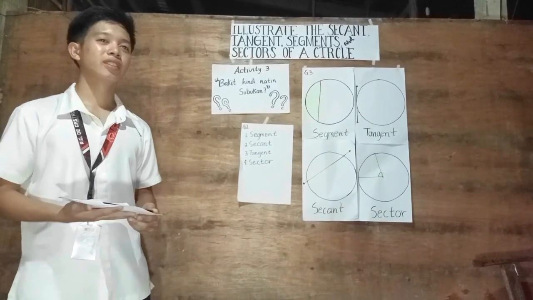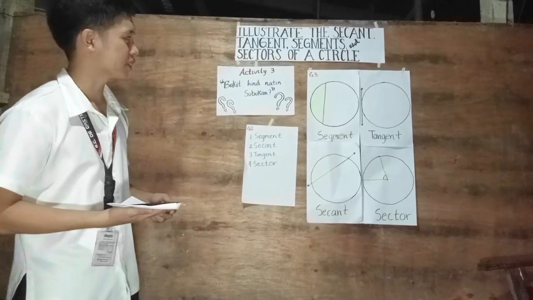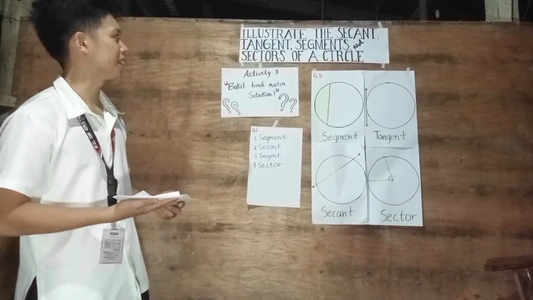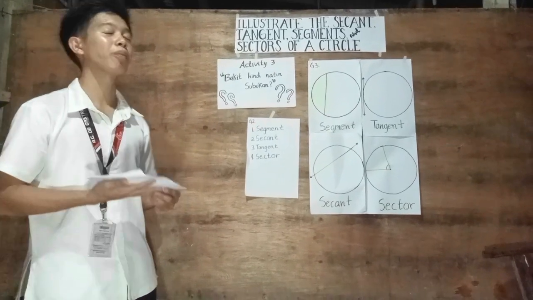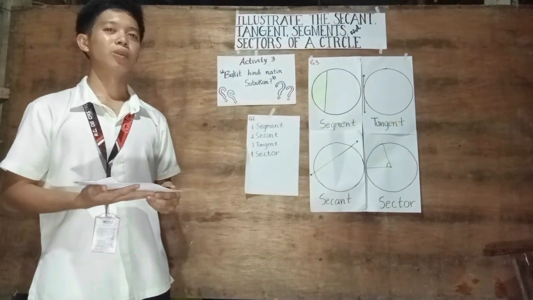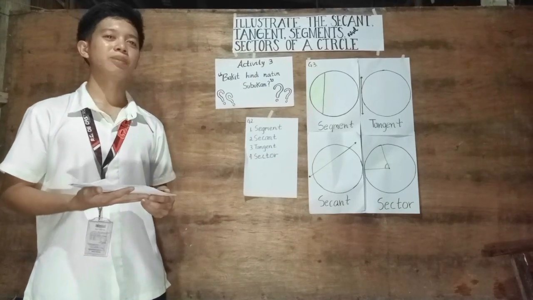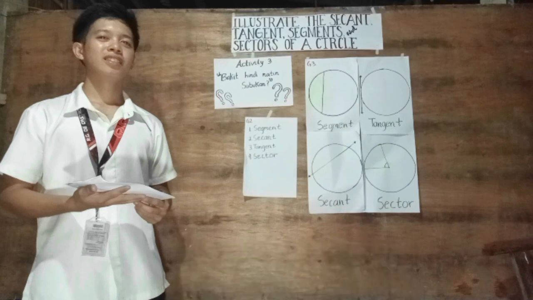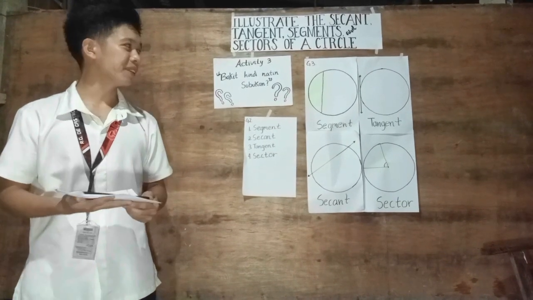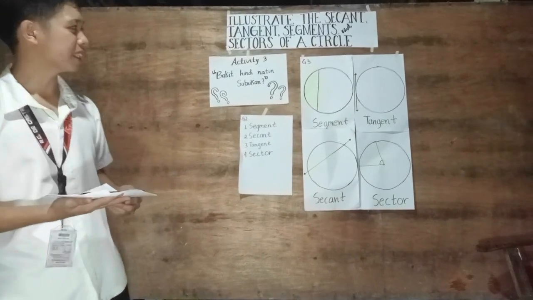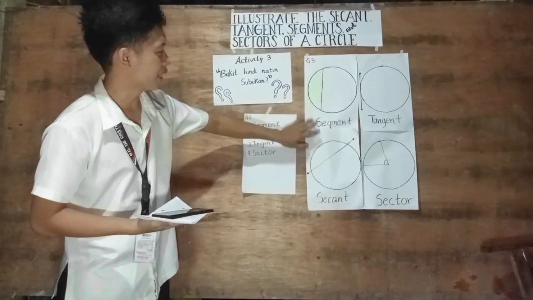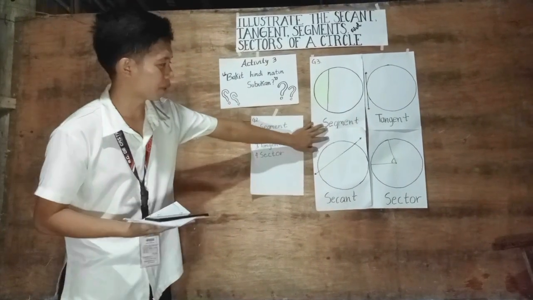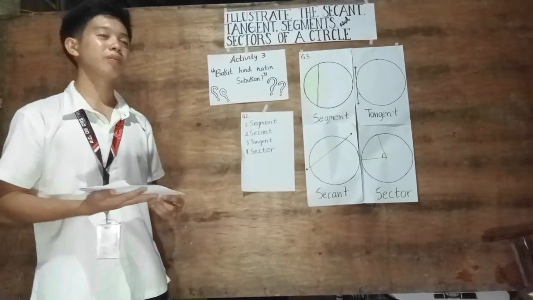Another question. What is the importance or the significance of studying the secant, tangent, segment, and sector of a circle? Yes, Mr. Rodriguez. We can appreciate the importance of these in applying them to real-life situations or problems, like cutting one whole pizza into pieces. Okay, that is correct. We can apply these, and we can see the illustrations of these 4 in our real life situations or problems.